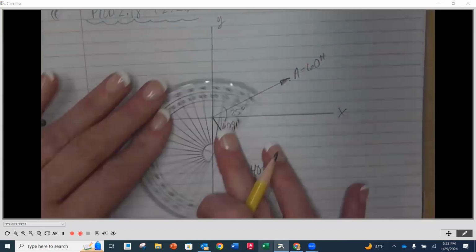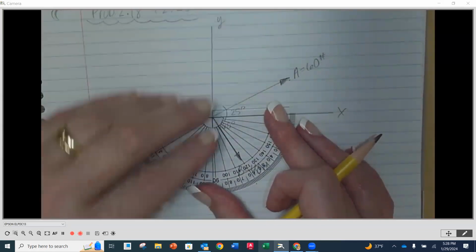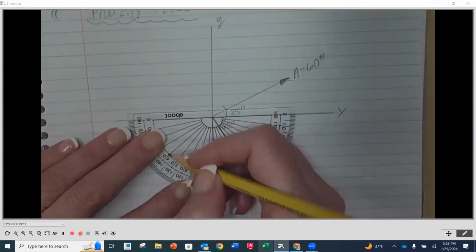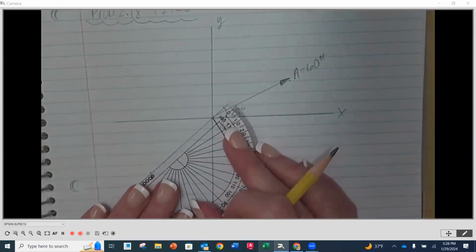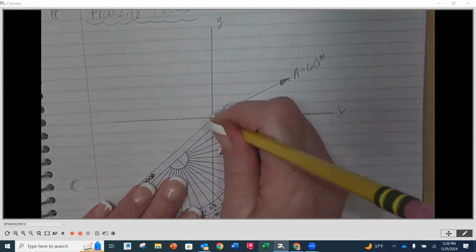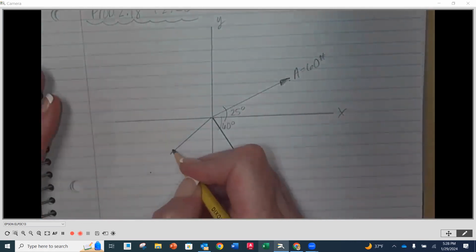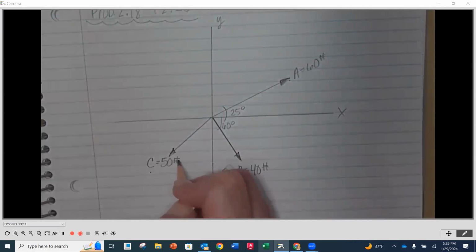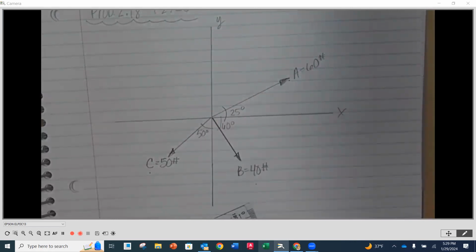And then the last one that I have is going to be C. And this is 50 from the vertical. So 10, 20, 30, 40, 50. And this one is 50 pounds, so a little bit longer than the last one. Go there-ish. This is C. It's going to be 50 pounds. And this angle is going to be 50 degrees. Okay.